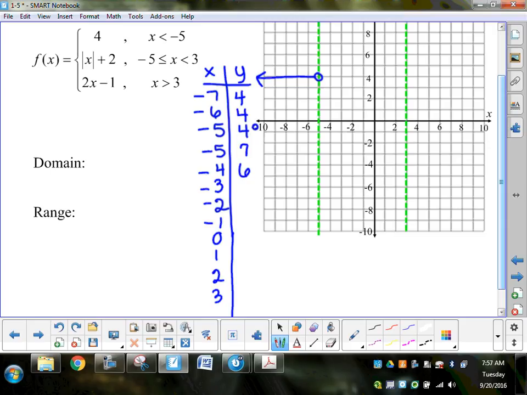When I'm at -3, Taylor? When I'm at -2, Jess? Sorry, I'm a little behind. Which piece would you be using if your input is -2? The first, second, or third one?